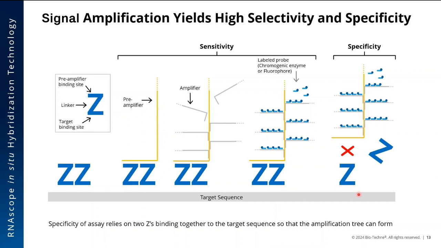If only one of the Zs would bind to the target sequence, the amplification tree would not be able to form, and the single Z molecule would just be washed out in one of the stringency wash steps.